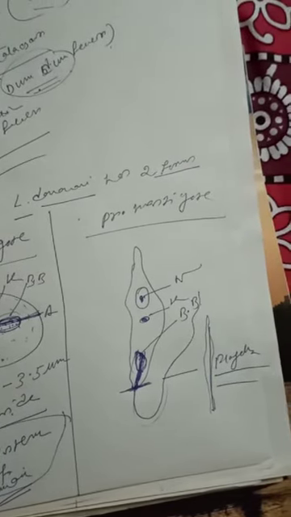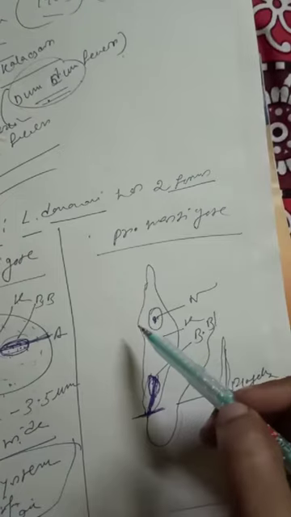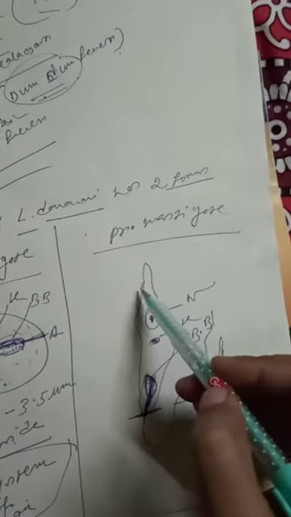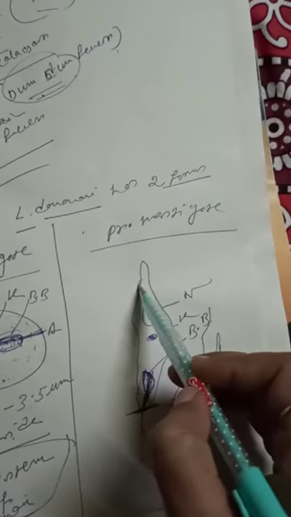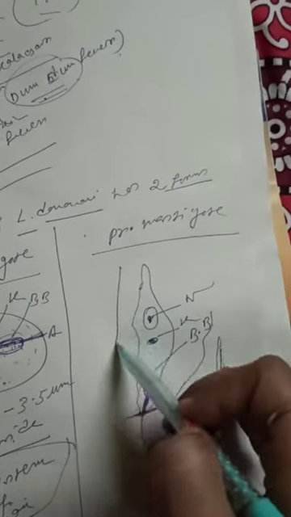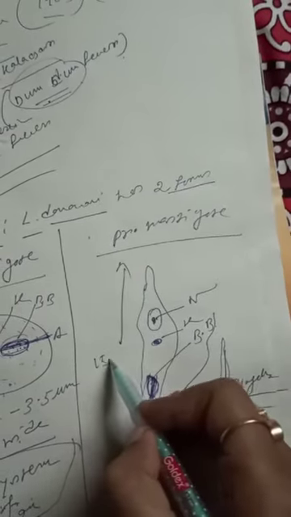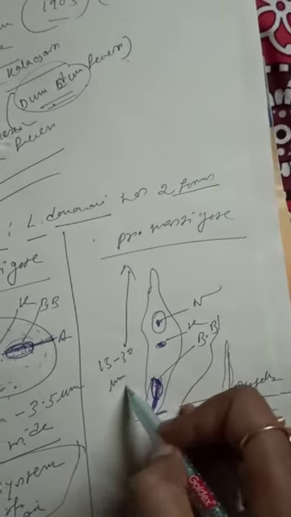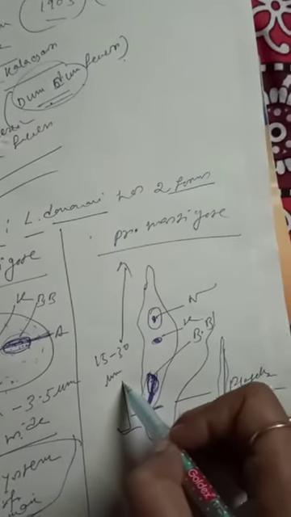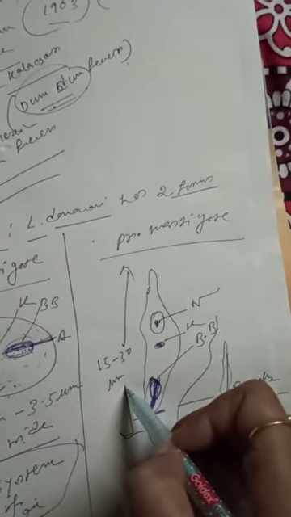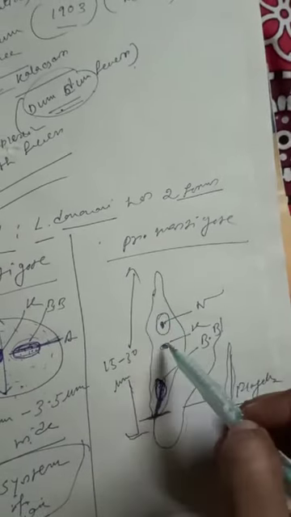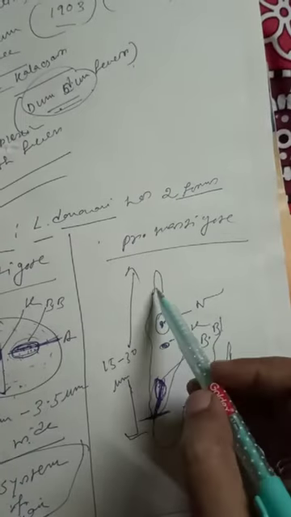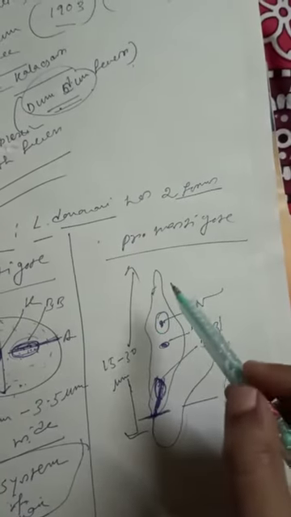Next, the promastigote form is somewhat long in shape, that is, spindle shaped, and its length is nearly 15 to 30 micrometer, okay? The length is 15 to 30 micrometer. That is not oval, that is not rounded, that is spindle shaped.